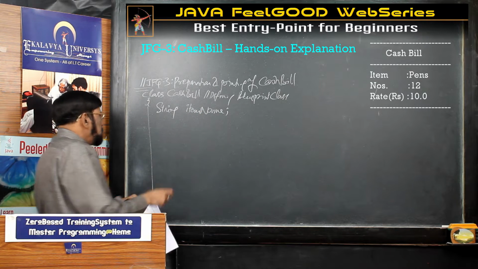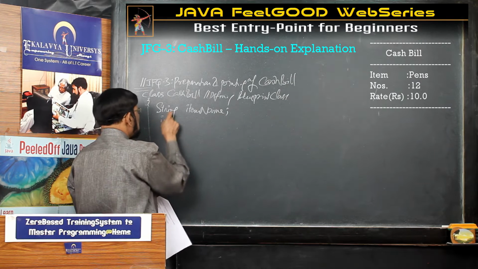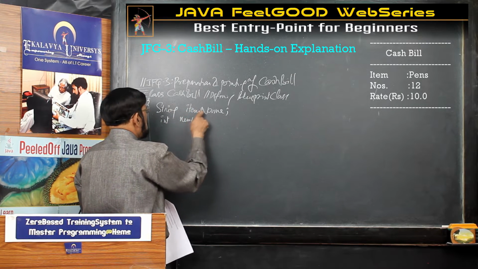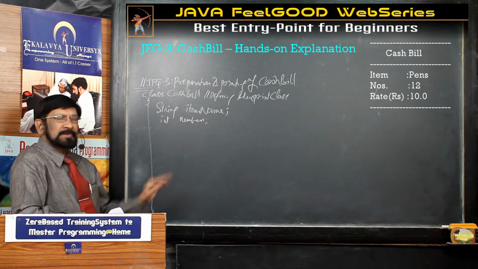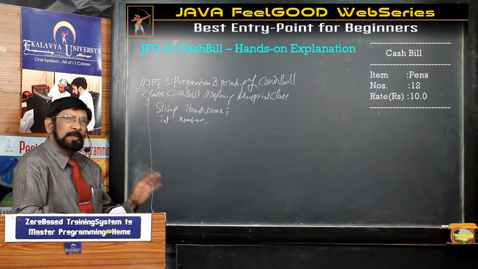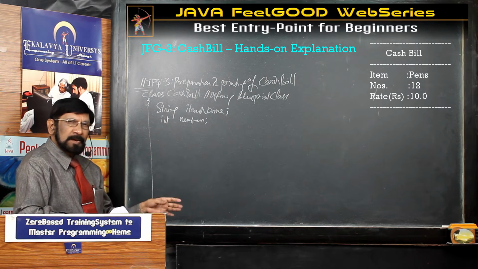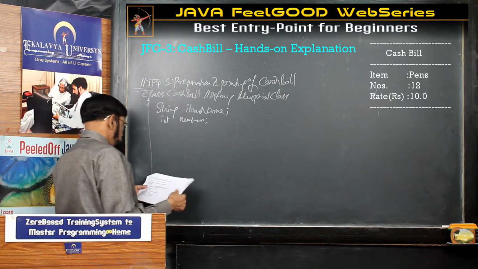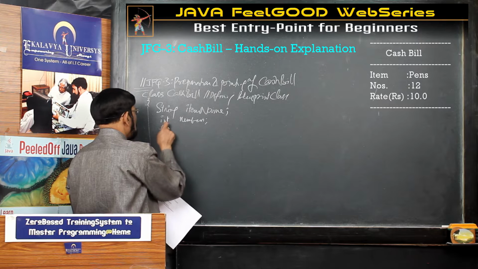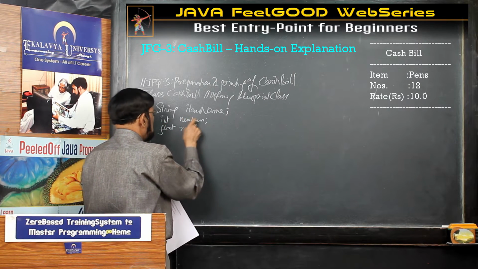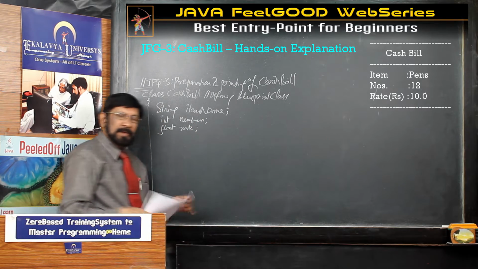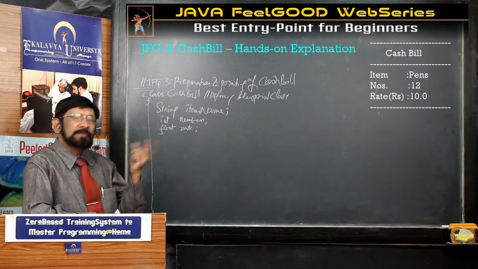Second one is int numbers. As I told you already, you should not be lazy. As far as Java is concerned, complete names you have to use. Somewhere an exemption is there, that I will tell you. Okay. Third one is float rate. As I told you already, rate. The nature of rate is float.